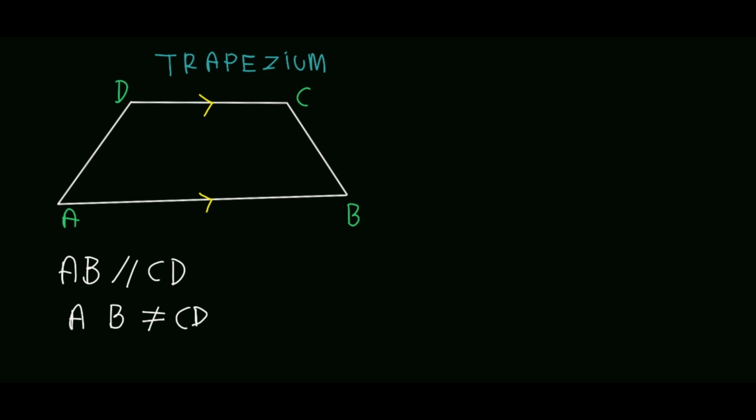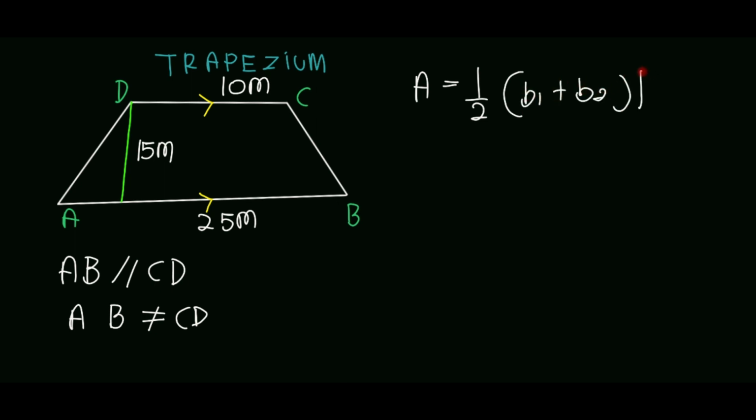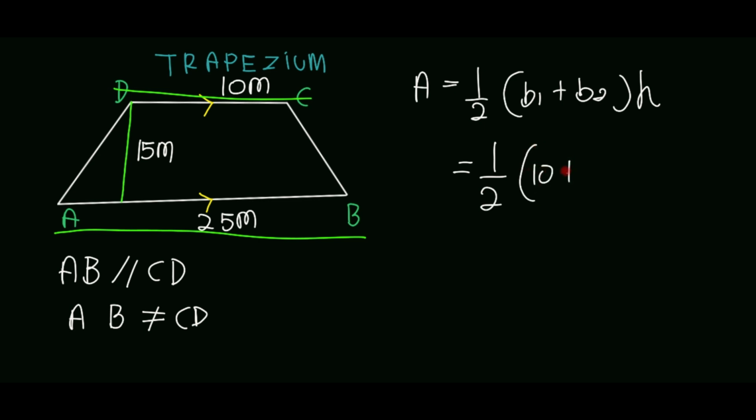And then what about the area of the trapezium? Let's say DC is 10 meters, and then let's say AB is 25 meters. And then let's say again randomly a height. So let's say this height is 15. So we're going to find the area of the trapezium. We need our height again. So the area of a trapezium is equal to half times b1 plus b2 times height. b1 and b2 are this distance here AB and this distance here DC. So finding the area, half, and then 10 plus 25, and then times height, which is 15. And then the answer is 262.5 square units. So this is the area.